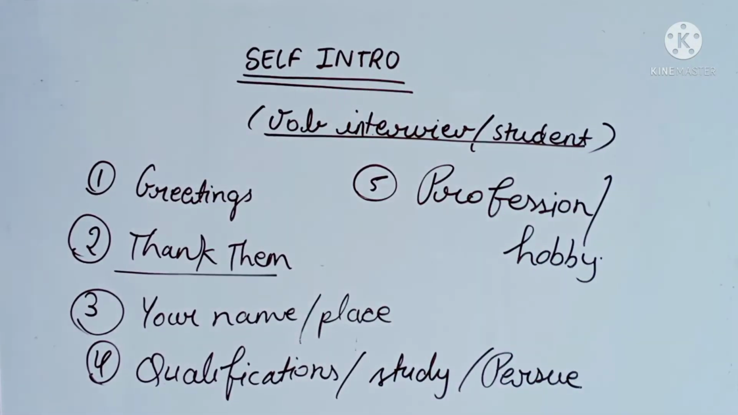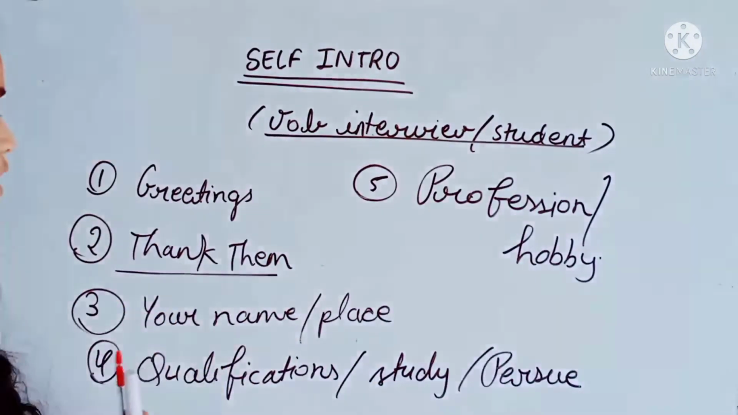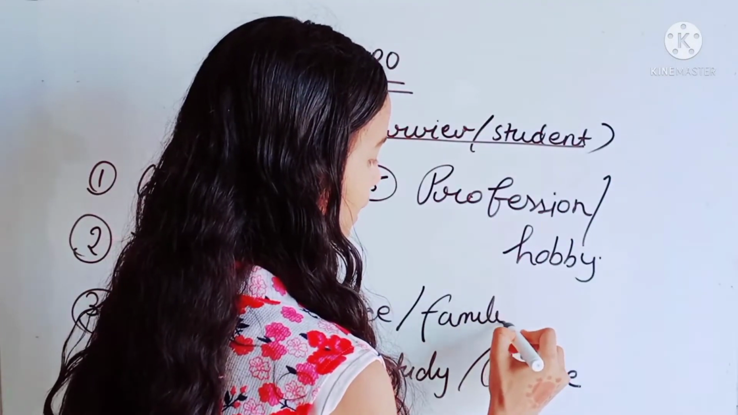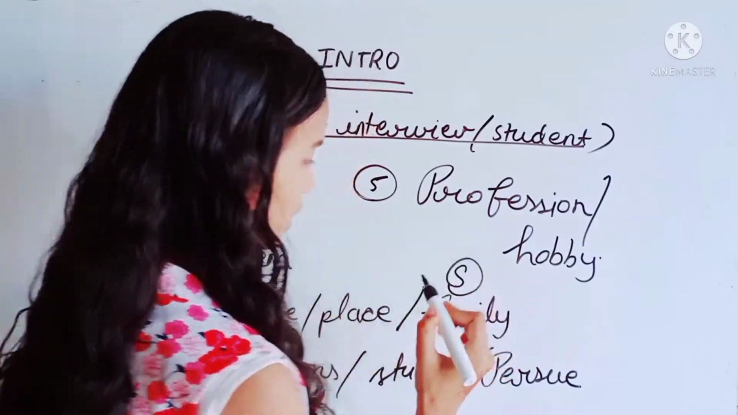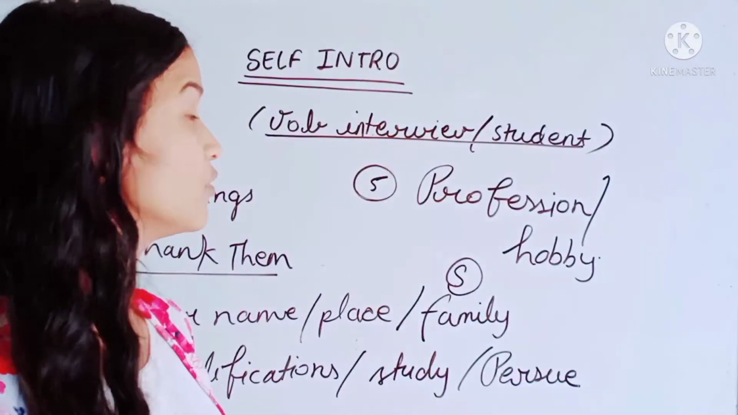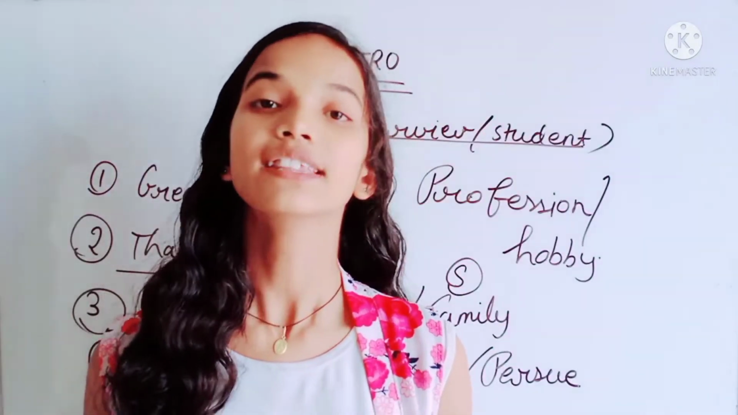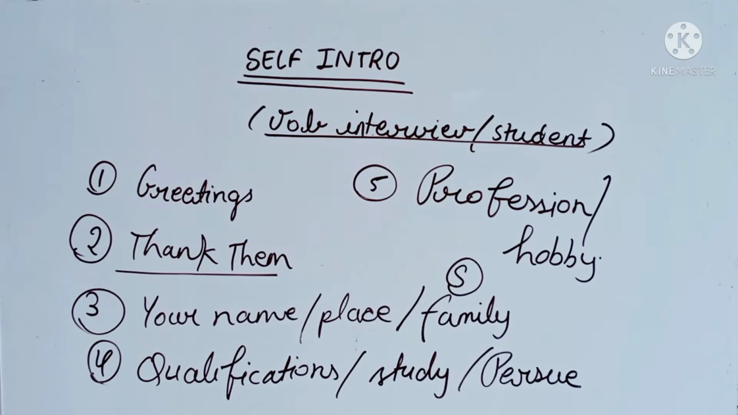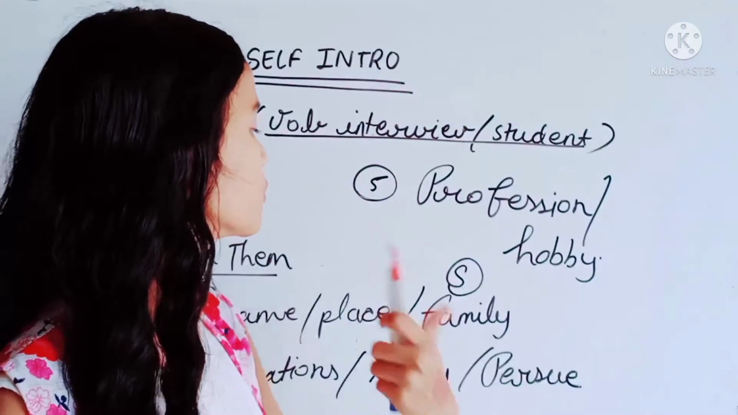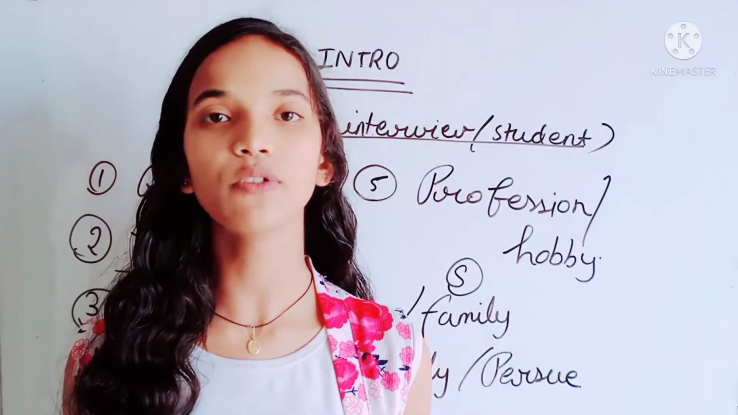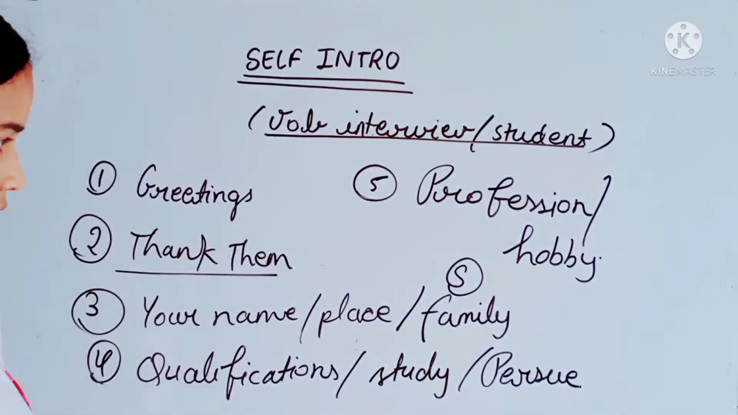Now one more thing, when you are a student, with your name and place, you can also add your family. Not to tell them in detail, this is for students, okay. If, as a job interviewee, they ask you to tell something about your family, then you have to tell them, but otherwise you do not need to include it during the introduction. If you are a student and you are introducing yourself, then you can tell something about your family, how many members are there, what your father does and what your mother does, like this, okay. Nothing more than this. So that was all about the main profession.